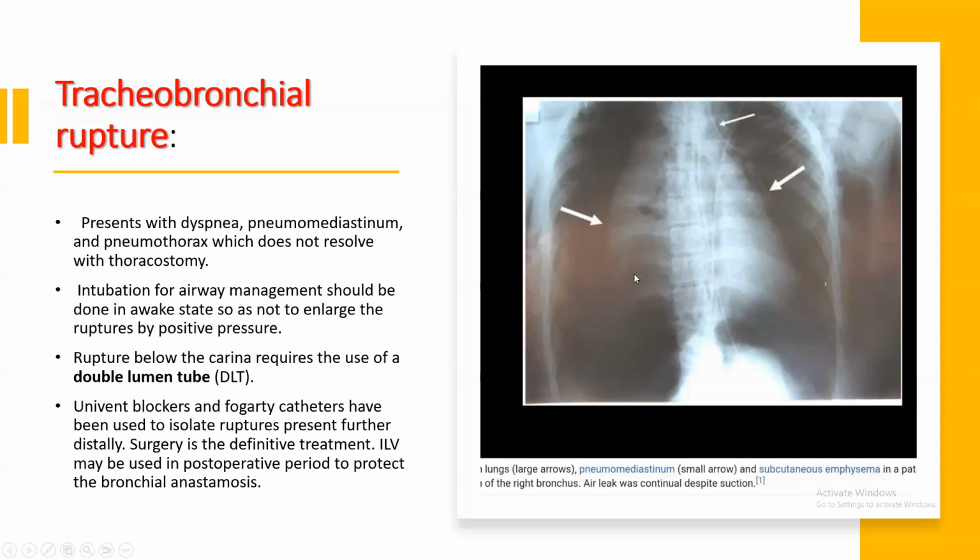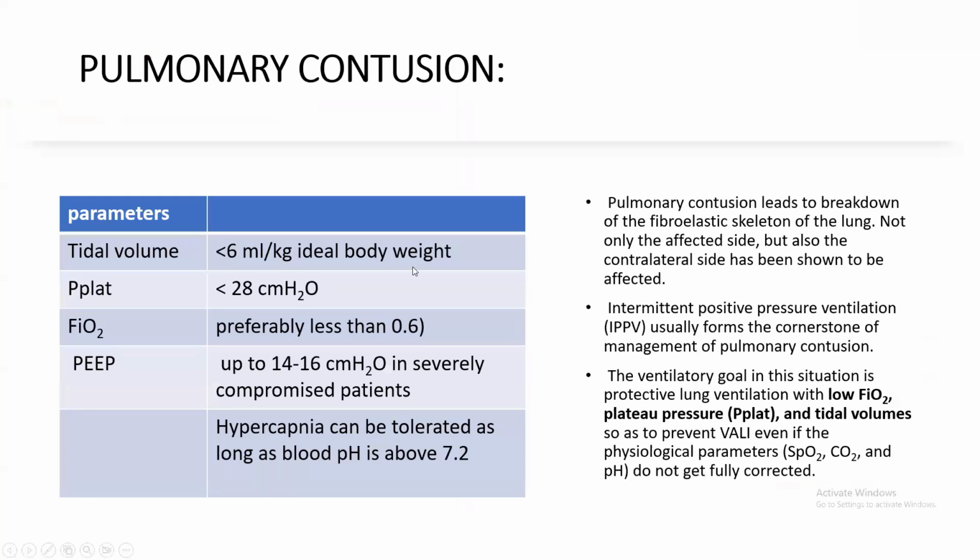So in this X-ray, this large arrow indicates the hemothorax, and the small arrow indicates a pneumomediastinum, and subcutaneous emphysema can also be seen. In pulmonary contusion, the fibroelastic skeleton of the lung is injured, and not only is the affected site injured, but the contralateral side has also been shown to be affected because of the inflammatory response due to the secretions which stay in the lungs.